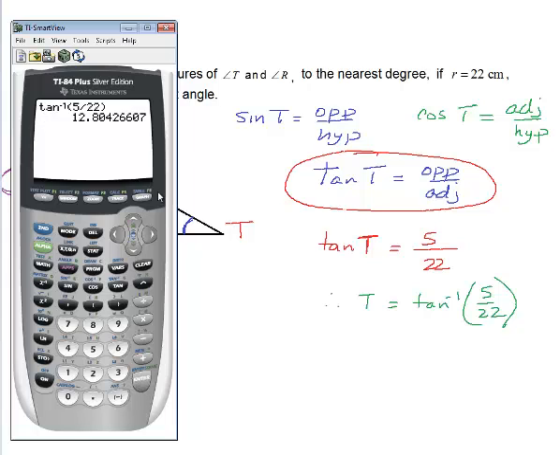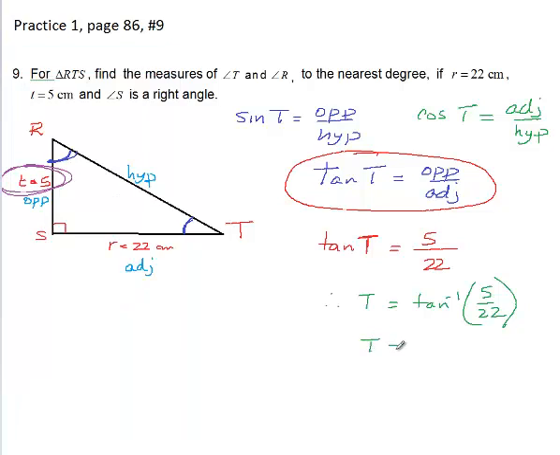Now read your instructions. Does it say to the nearest angle or nearest degree? It does. See that? Nearest degree. Therefore, even though the calculator gave me 12.8 degrees, I don't leave my answer like that. Because it says to the nearest degree right here, I round that off to 13 degrees. So angle T is 13 degrees. So there's your first answer.